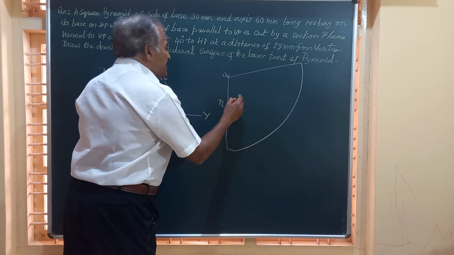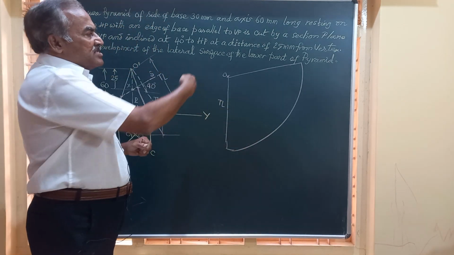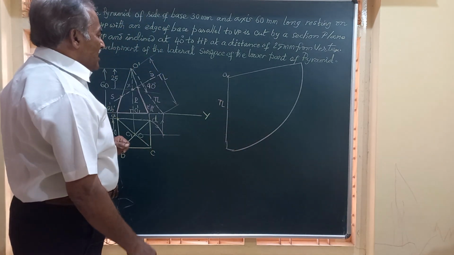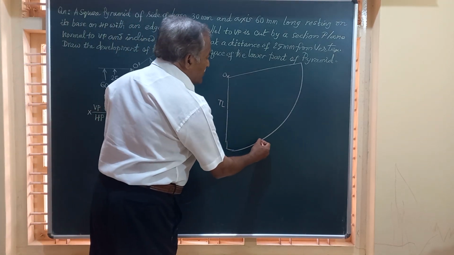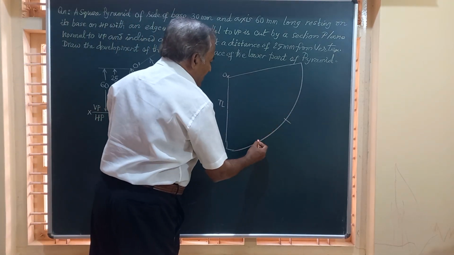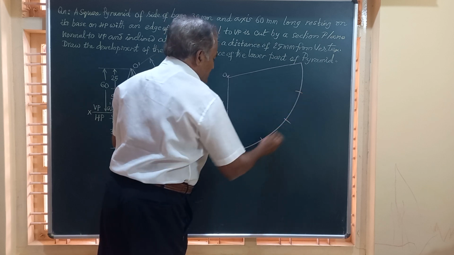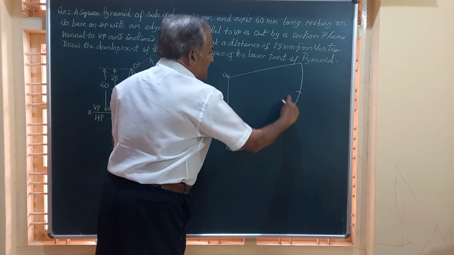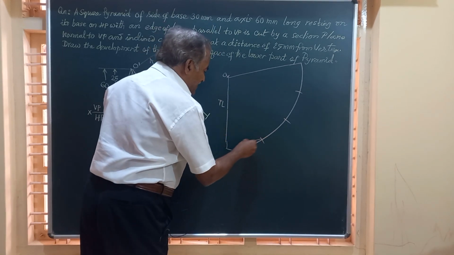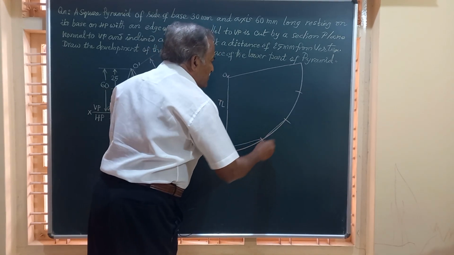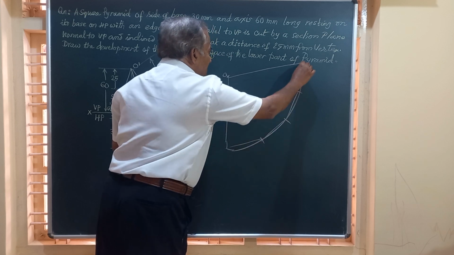I am going to take this point as O and draw that length TL here. See, I have made this figure a little bigger so that you can see the salient points in that. And here this side is 30 mm. From this point I am going to make 4 arcs, 30 mm each. So this is 30, 30, 30, 30. And join all these by thin line.